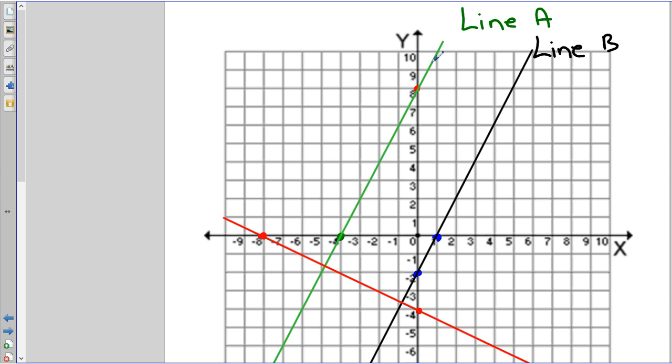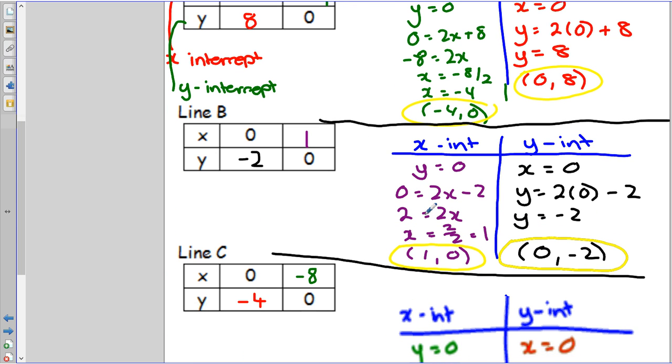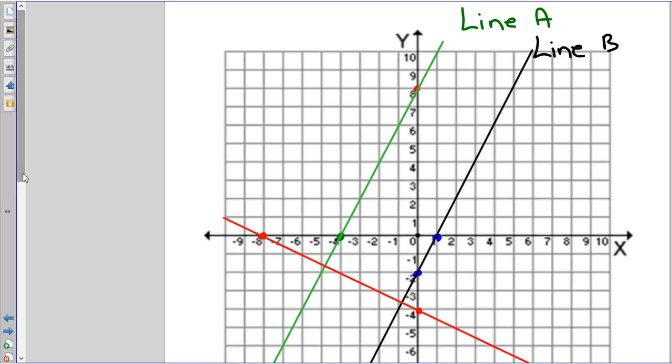So here's your first point, x-intercept. 0, 8 is your y-intercept, and rule a line between them. And label it line A, of course. And then the next one that we found was line B: 1, 0, and 0, negative 2. So we're plotting these coordinates, 1 and 0, 0 and negative 2.